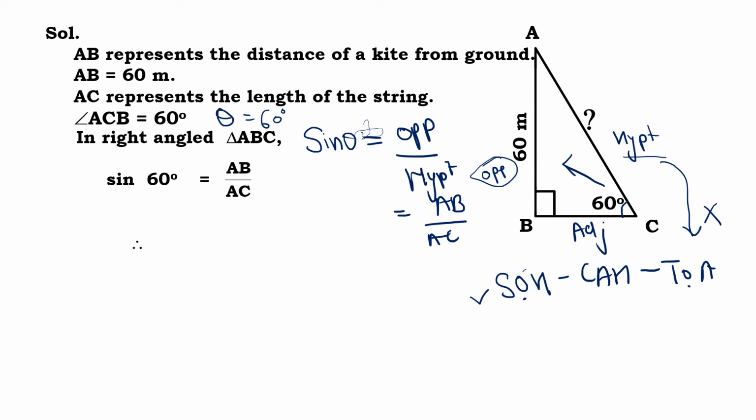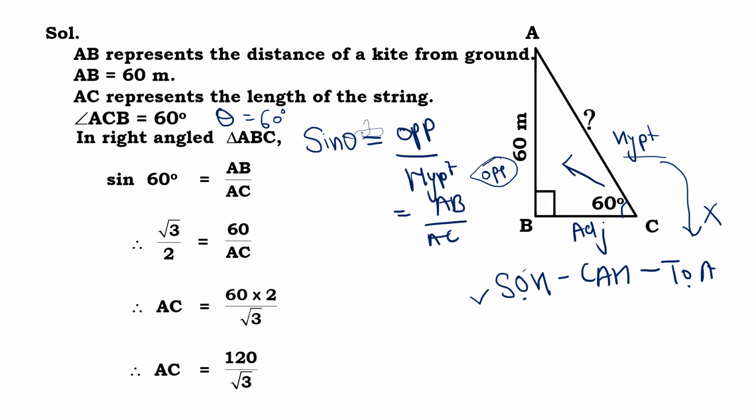Now sine 60 value from the trigonometric table you get root 3 by 2, and AB is 60 upon AC. You know the value, AB is given 60. Now what you will do, 60 into 2 upon root 3. The value for root 3 is given.